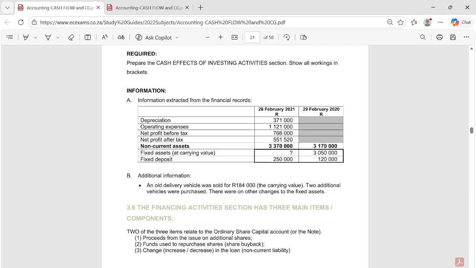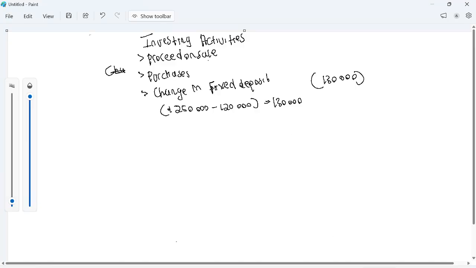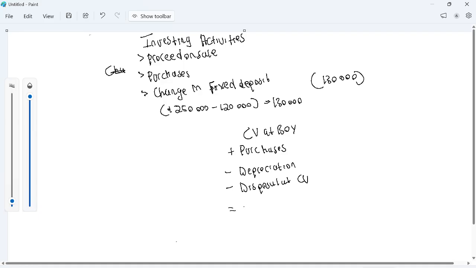Now let me come here and write the formula down. So in order to get these two, always, guys, don't forget, think of this formula. You're going to say my carrying value at the beginning of the year, plus my purchases, minus my depreciation for the year, minus my disposal at carrying value. It gives me the carrying value at the end of the year, right?